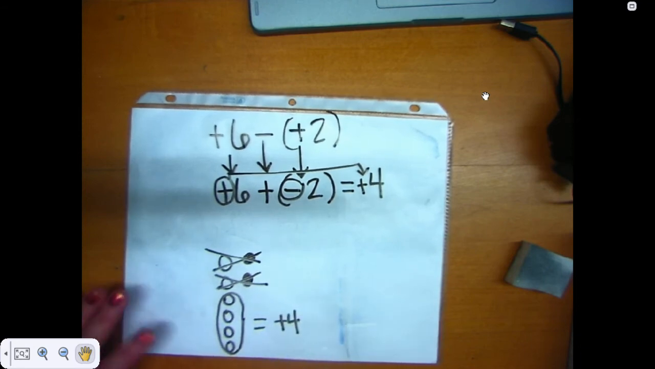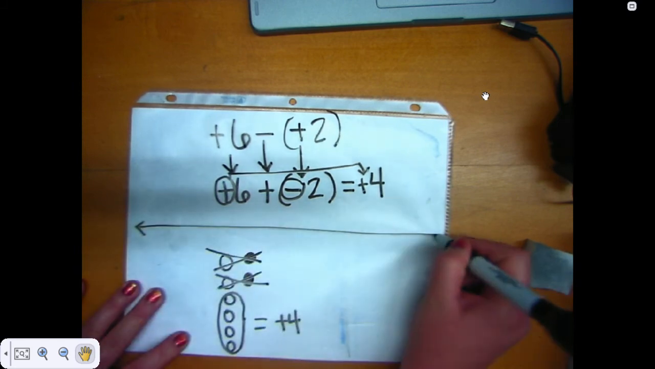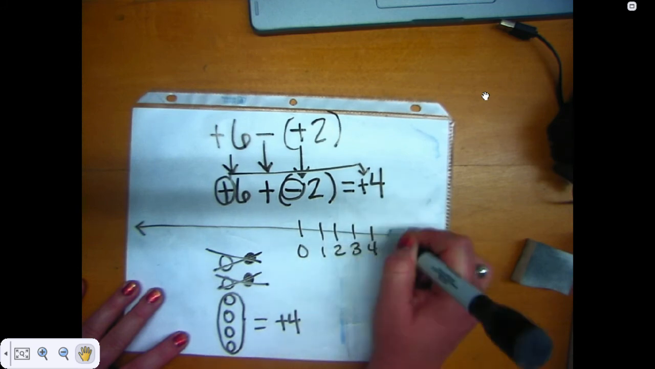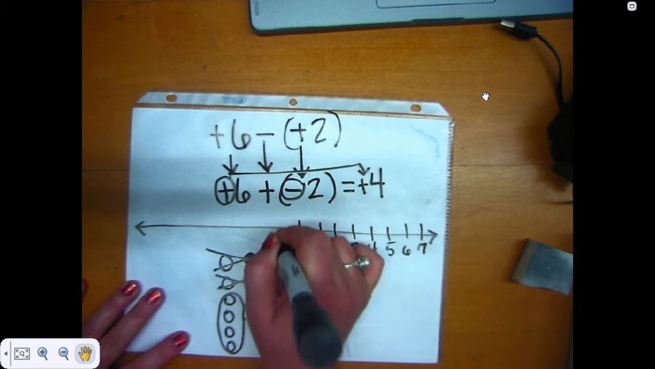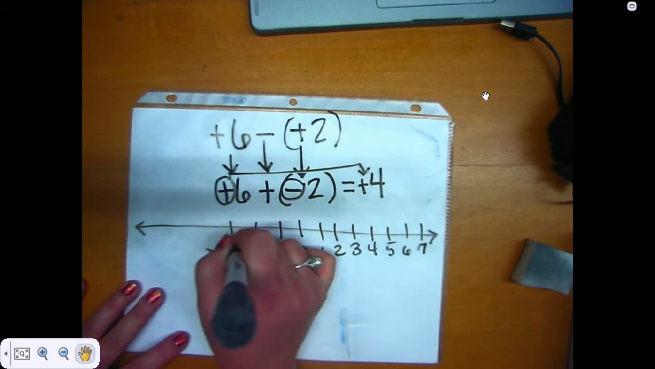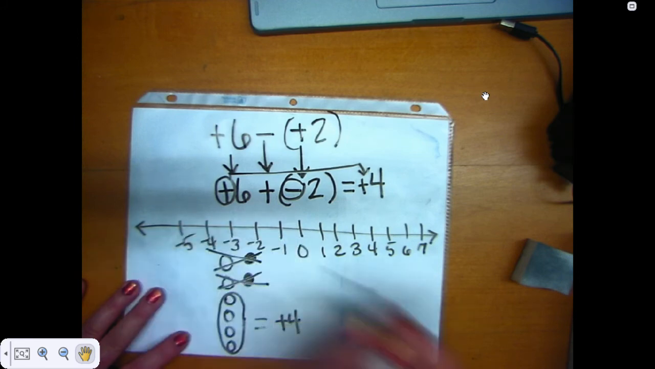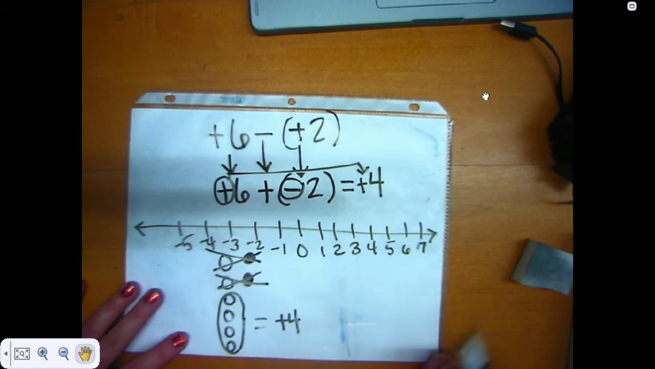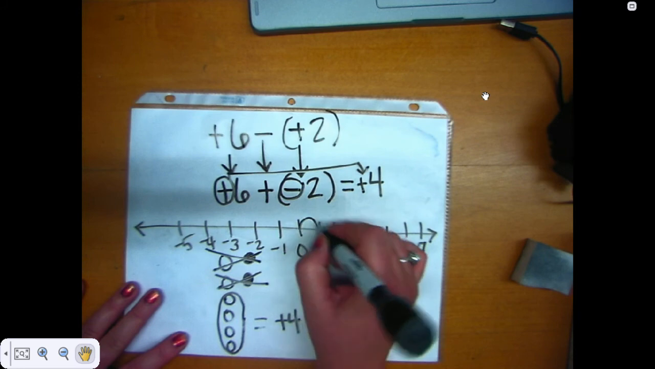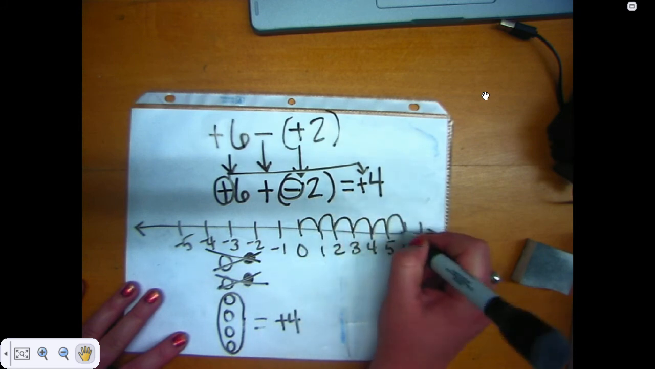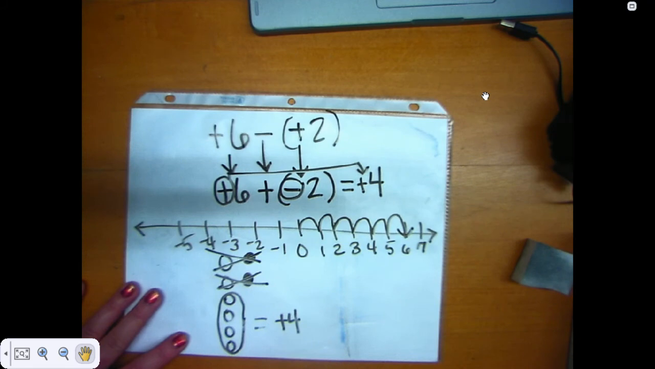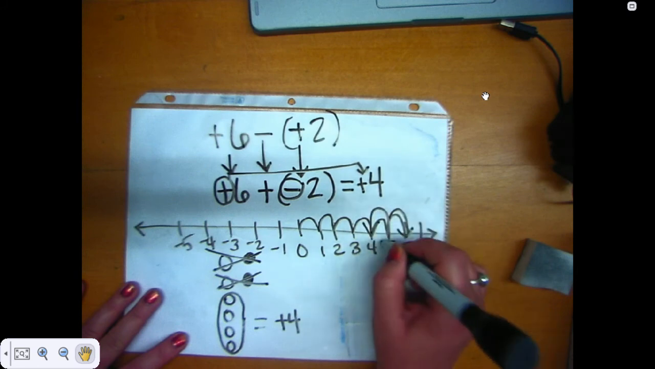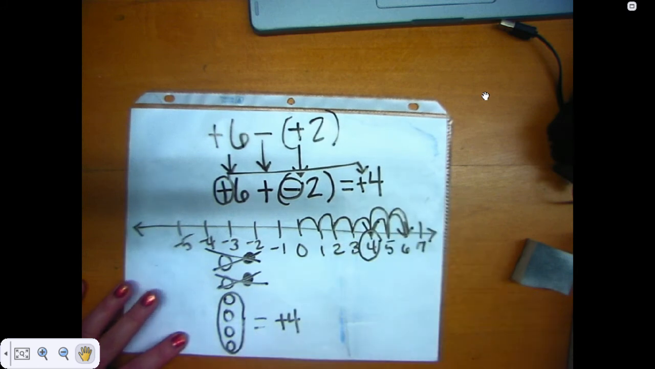I forgot to do my number line, so I'm going to go up here and put my number line in. You always start at 0 every single time. Always start at 0. Okay, so I start at 0 and I see I need to go positive 6. Positive goes to the right. So I'm going to go 1, 2, 3, 4, 5, 6. And then I see I have a negative 2, so that means I need to go left 2. 1, 2, and I'm left with positive 4.